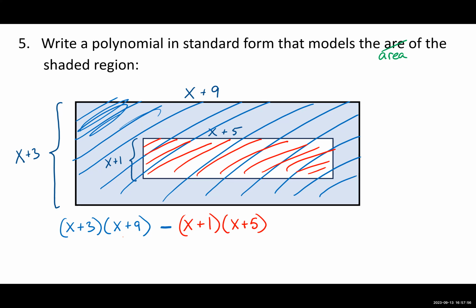All right, so x plus 3 times x plus 9 is going to give us the area of the larger rectangle. X plus 1 times x plus 5 is going to be the area of the smaller rectangle. And if we subtract the smaller one from the larger one, whatever's left over is going to be that blue shaded region that we're looking for. Okay. So now we have to multiply out, and this is similar to problem 2 and problem 3.